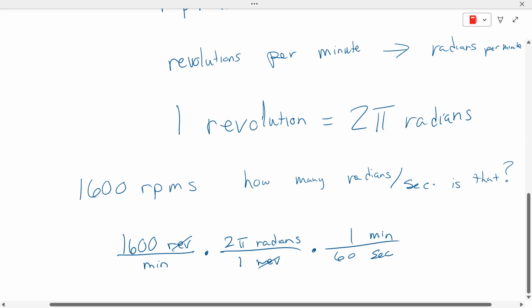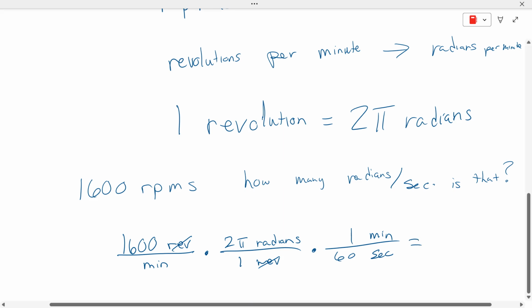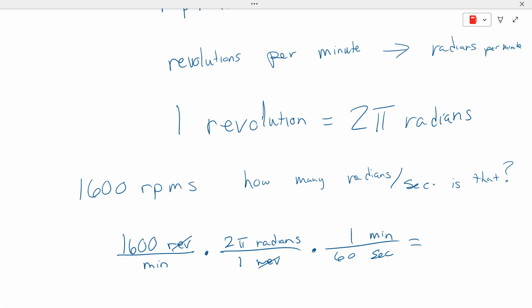So on your calculators, and you all need calculators today. If you don't have your calculators out yet, get them out now. Let's take 1600 times 2 times pi, and then divide by 60. And give me the decimal answer. I don't want an exact answer in terms of pi. I want a decimal answer. What is our decimal? And it's fairly big, but not humongous.